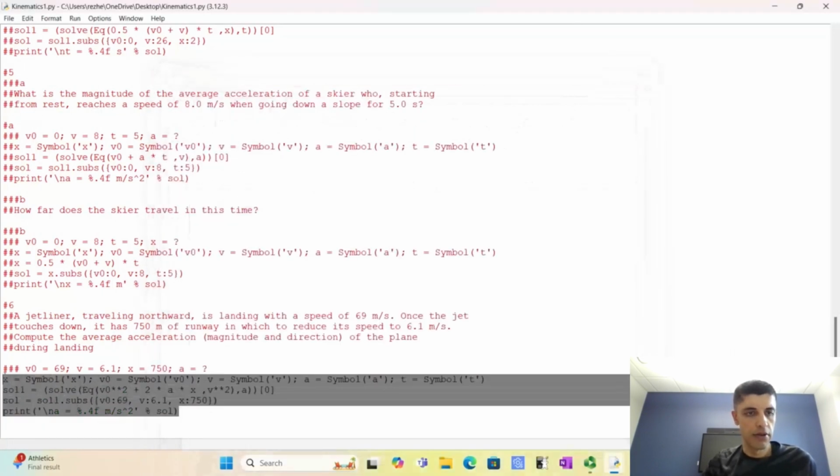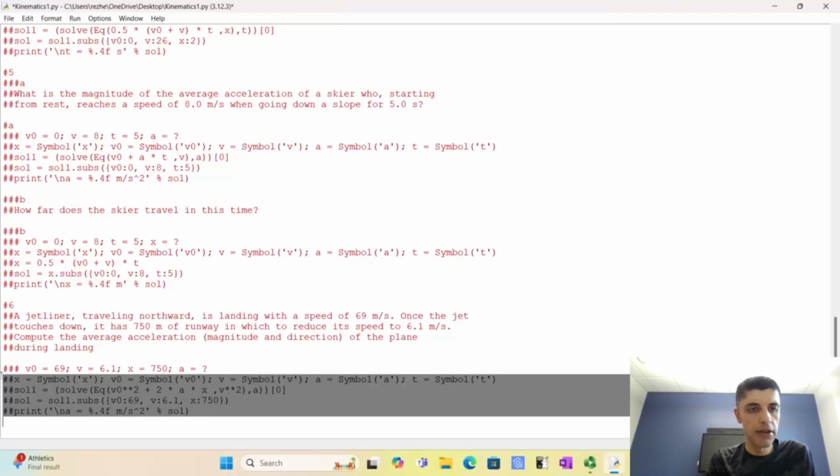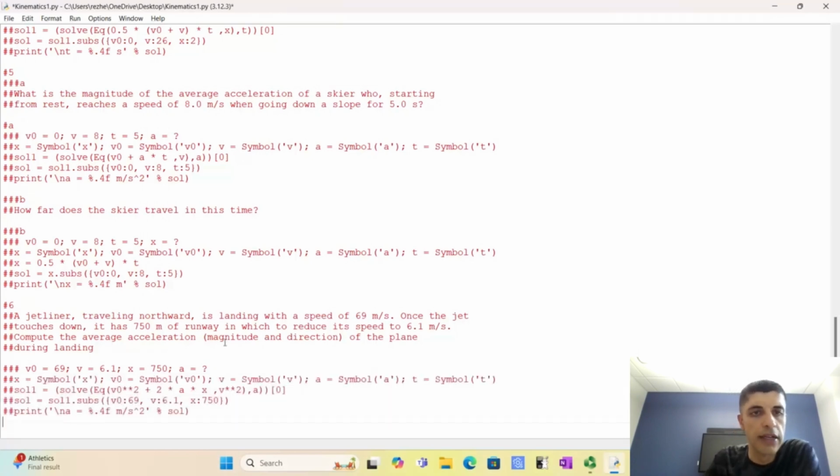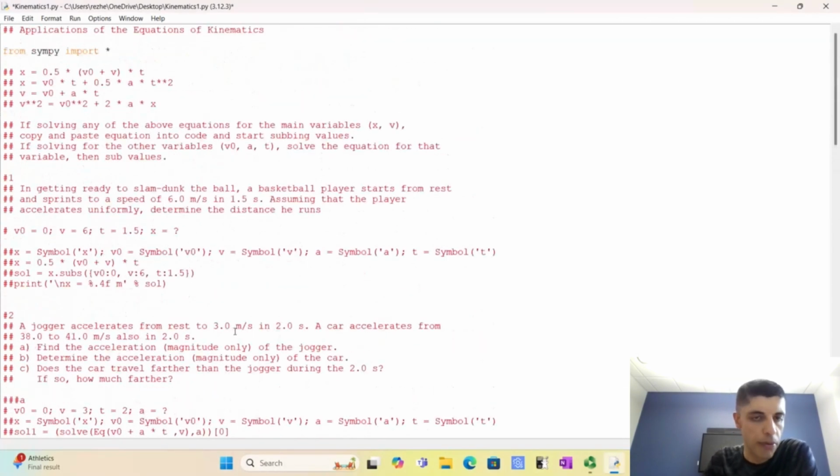All right. So I'm going to comment this, and that's how we solve kinematic applications or word problems involving kinematic equations. That's a concept of algebra-based physics. And we did that using Python.